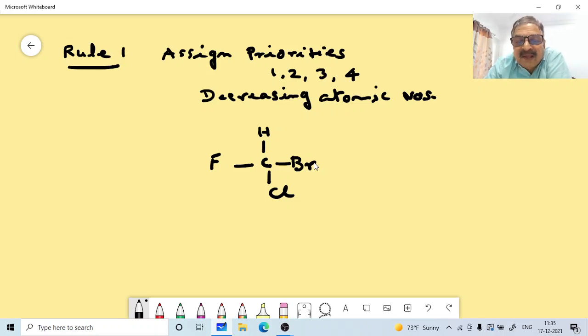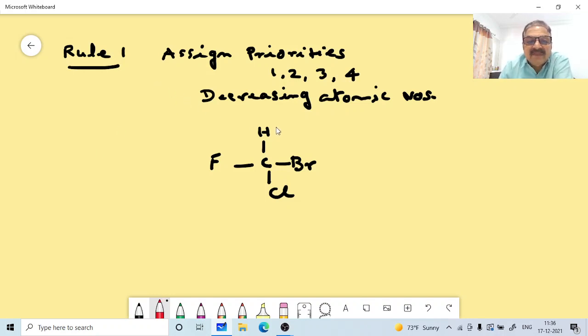Here bromine has the highest atomic number. Therefore, bromine will get priority number 1. And hydrogen has the lowest atomic number, so priority number 4. The next comes chlorine and fluorine. Chlorine will get priority number 2 and fluorine will be 3, because this is all based on the atomic number. You have to simply see the atomic number. The highest atomic number means the highest priority. The lowest atomic number means the lowest priority. That is all. This is how it is done. This is the Kahn-Ingold-Prelog system, assigning the priorities.